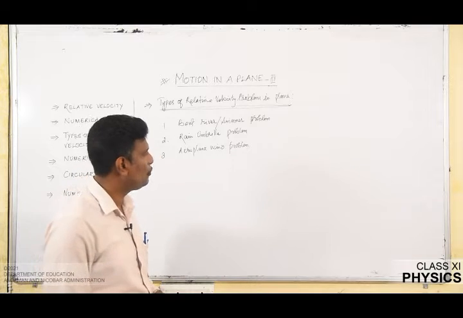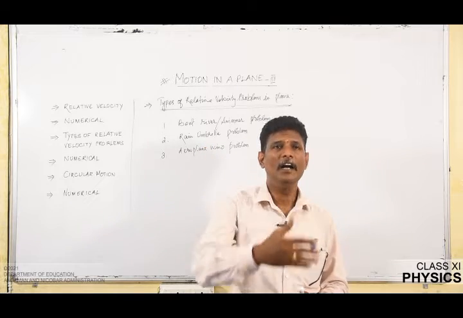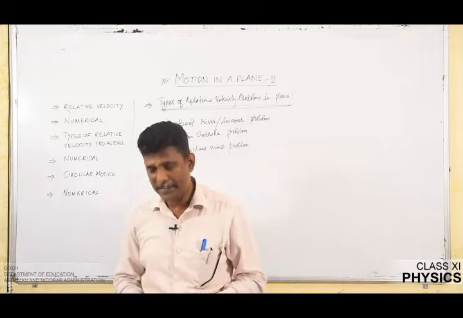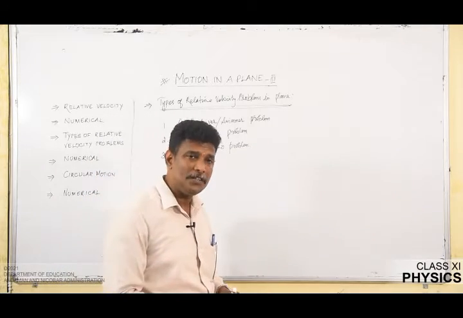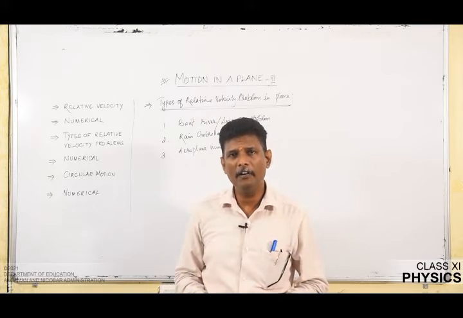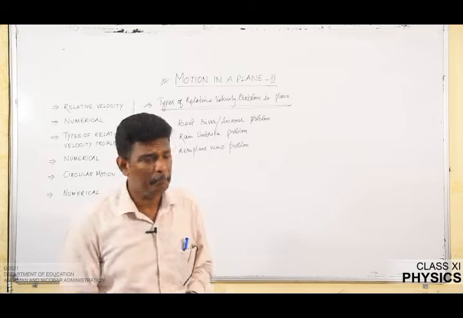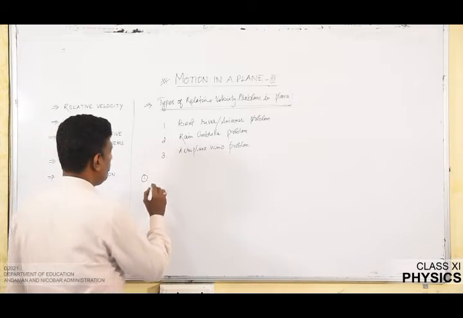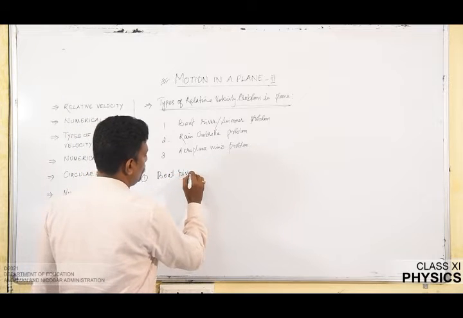And next one is the aeroplane wind problem. Aeroplane moving in this direction and wind is in the opposite direction, then what will be the net direction of the aeroplane? These are the three types of questions which were regularly and frequently asked in the question papers. So we will be discussing them separately. So the first one is the boat river problem.